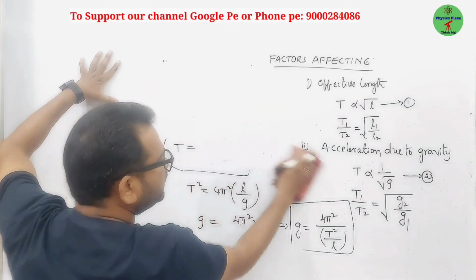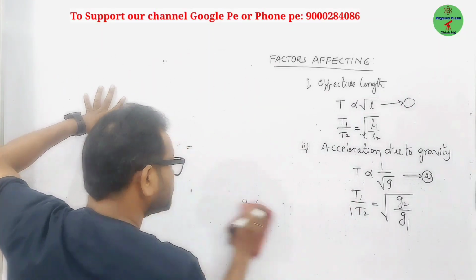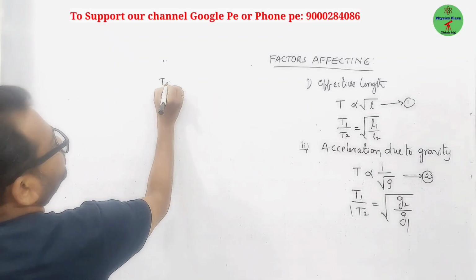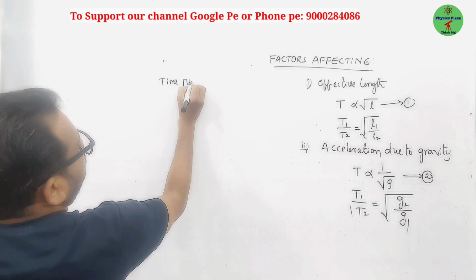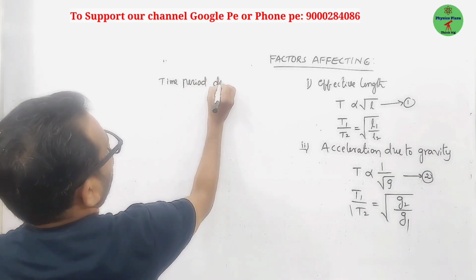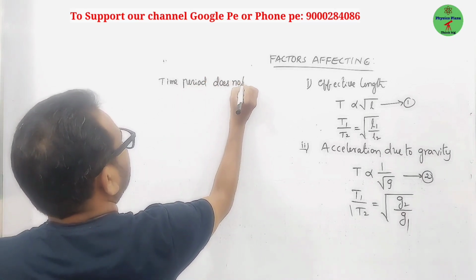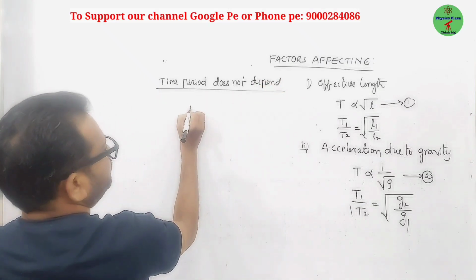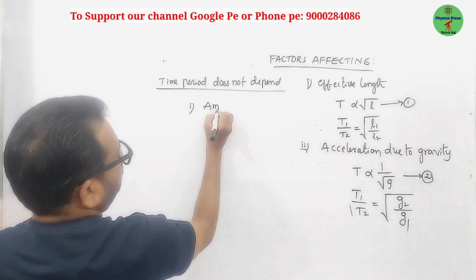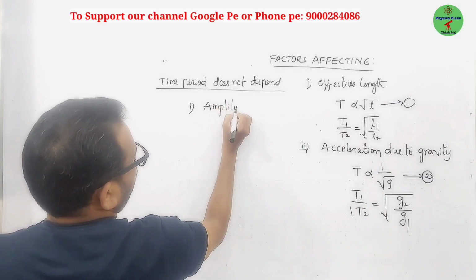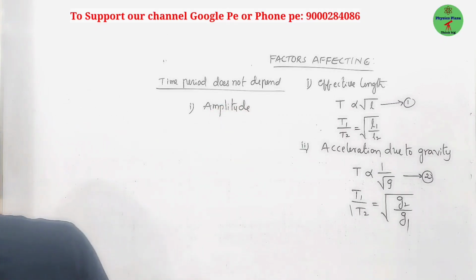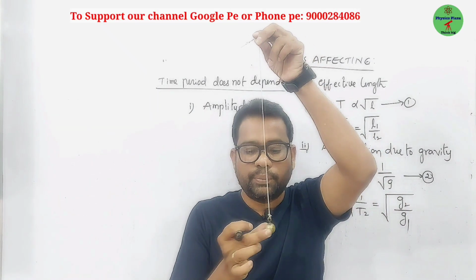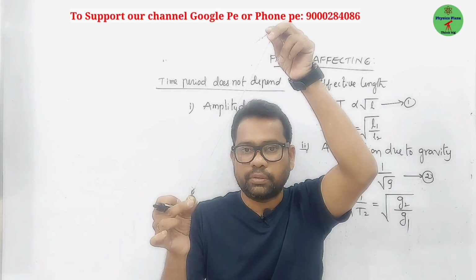Now let us see the factors on which the time period of the pendulum does not depend. Very important. First one, amplitude. It does not depend on amplitude. But at the same time, for example, it is a mean position. From here to here, yes, we can give this much amplitude.